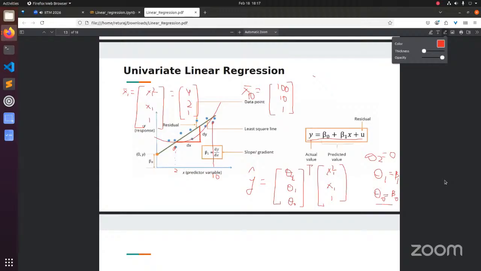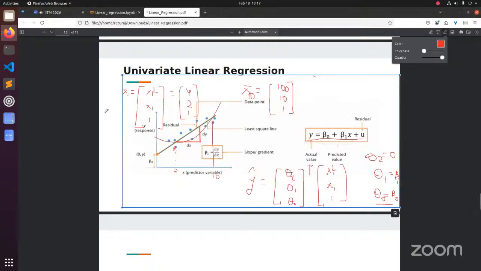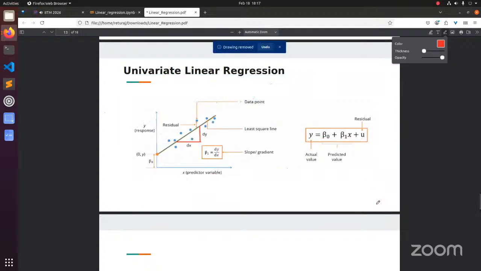If you want me to repeat, yes. Can you explain once again? Okay, which part? I'm assuming at least this part is okay, x1 bar, we are writing it in this form. Okay, so only this part you want me to explain, how theta 1 and theta naught became beta 1 and beta naught? Yes, sir. Okay, let's see.